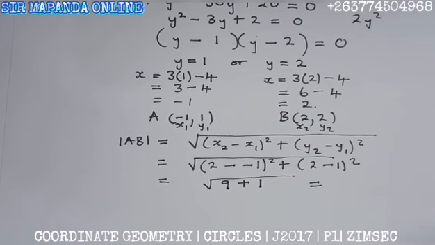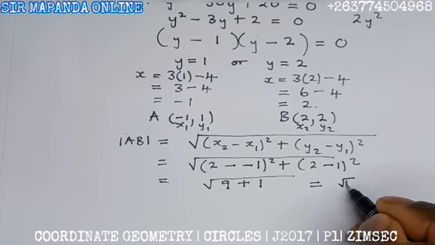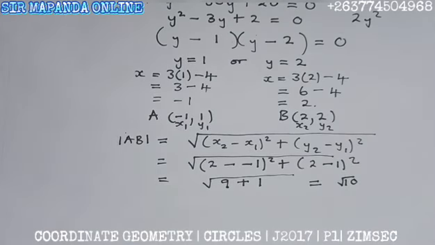I hope you are following, class. So what is 9 plus 1? 10. So your answer is square root of 10. Then you are home and dry. I hope you are following. We move on to the next part of the question.